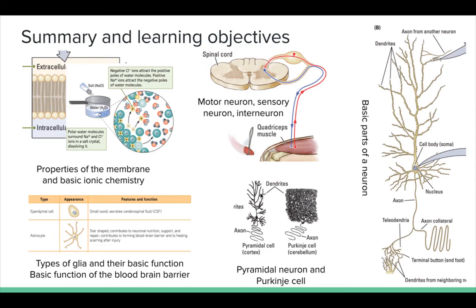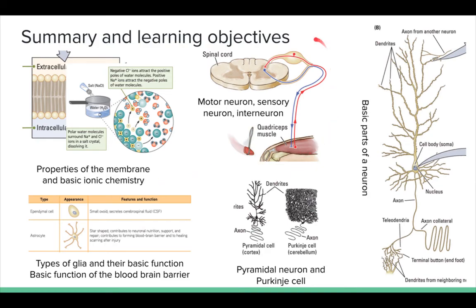All right, so that brings us to the end. This is just our little summary and our learning objectives for today. So you should be very familiar with the basic properties of the membrane and have a familiarity with basic ionic chemistry. Again, these should have been in your prerequisites, so maybe consult some of that material if you find the textbook isn't adequate to get you up to speed.